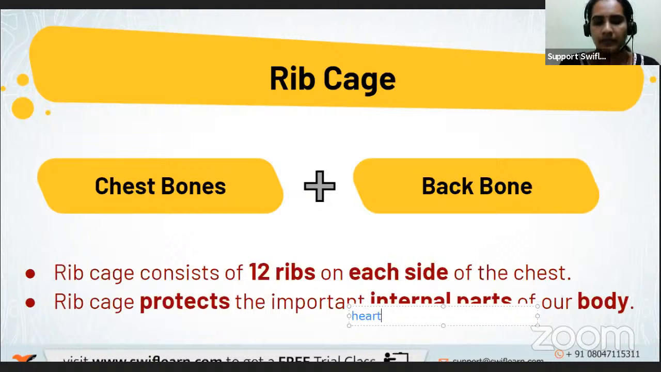Heart. Okay. Lungs. L-U-N-G-S. You can see here.